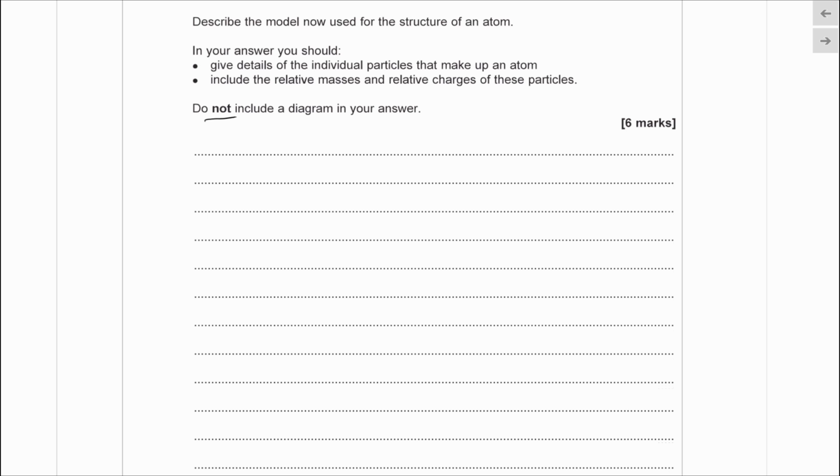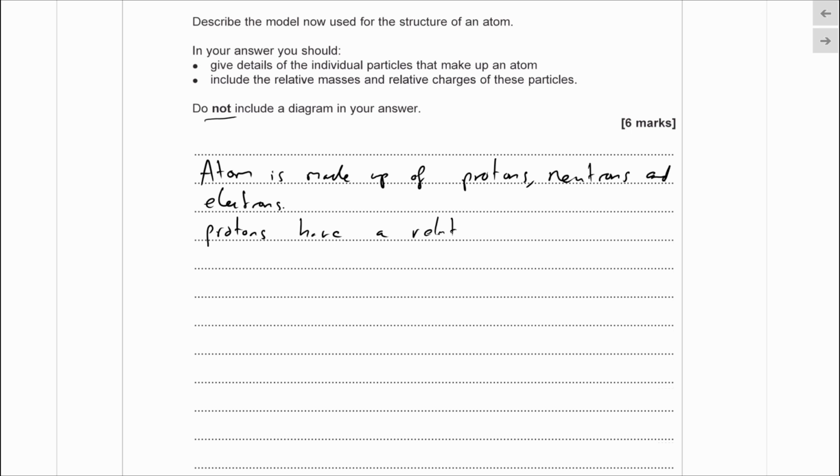Okay, so first of all, it says give details about the individual particles. So now I'm going to say that an atom is made up of protons, neutrons, and electrons. Protons have a relative charge of +1. Neutrons have a relative charge of 0.